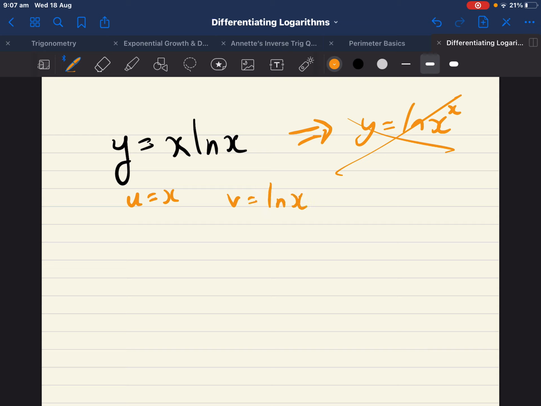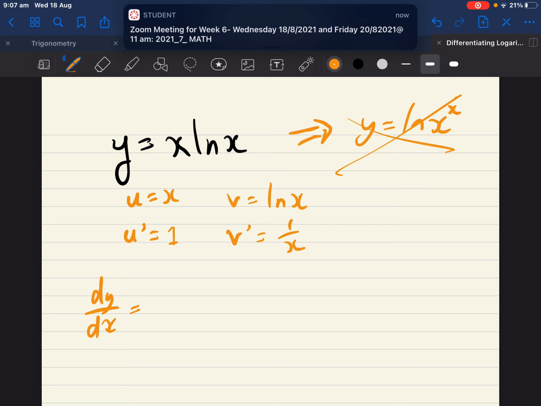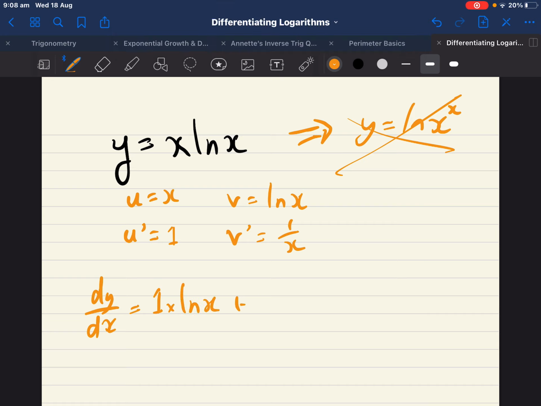When two separate functions are being multiplied together, you can differentiate them as long as you know how to differentiate each part individually, which is what I'm doing right now. Differentiating this log, it becomes 1 over x. And so then to differentiate our y, remember the formula, u dash v plus v dash u. Simplifying this the best you can, you end up with ln x plus, in this case, a 1.